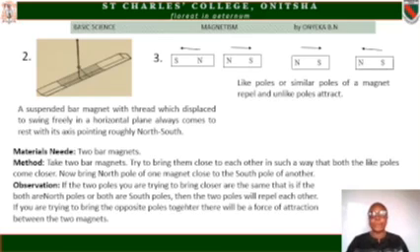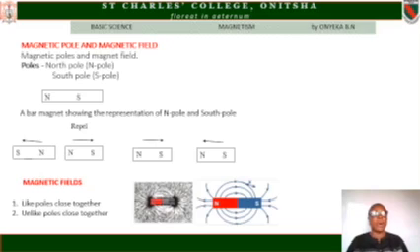Here we have magnetic pole and magnetic field. Under magnetic pole, we have the south pole and the north pole. That is the two ends of a bar magnet. They are the two poles of a bar magnet. A bar magnet shows the representation of north pole and south pole. That is magnetic pole. While we have magnetic field, looking at the diagram there, you will see what we mean.